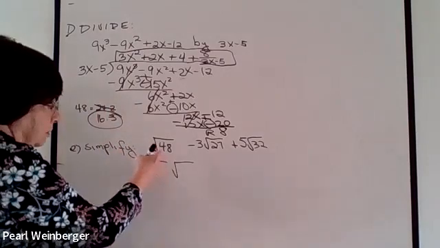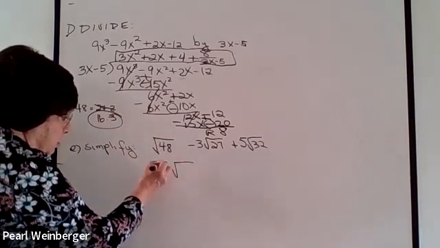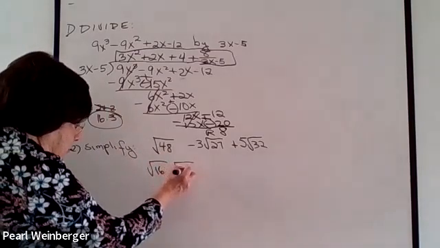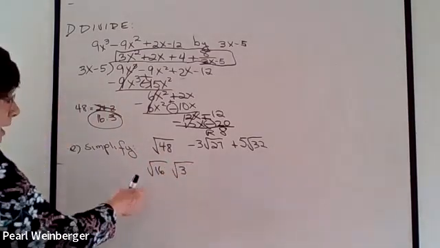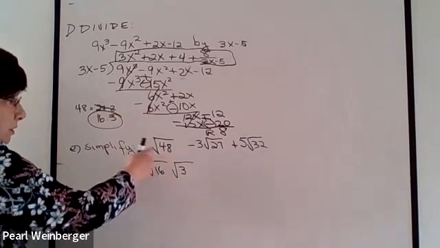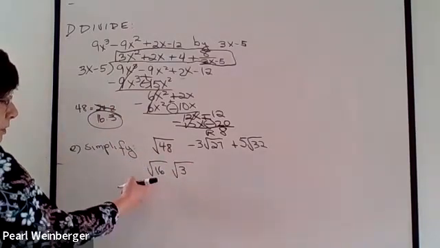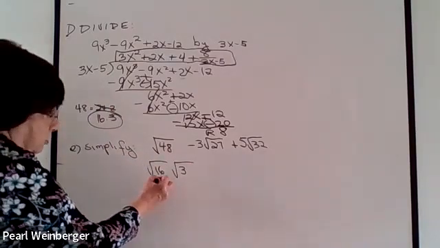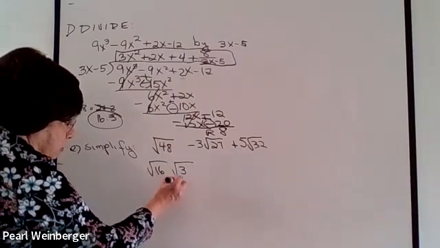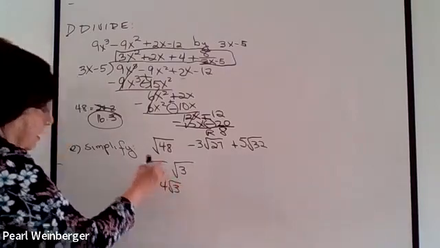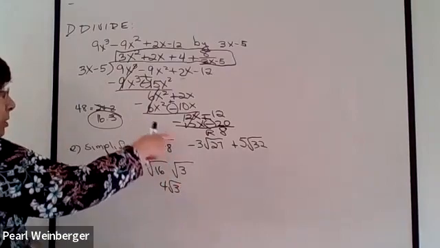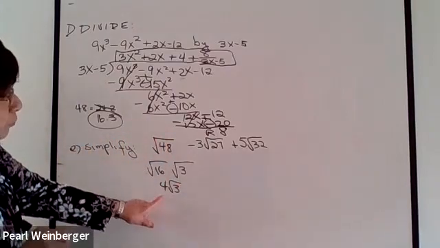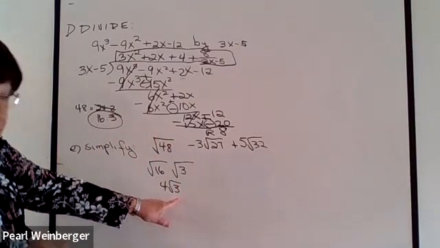So we're going to rewrite the square root of 48 as the square root of 16 times the square root of 3. And since 16 is a perfect square, we know what the square root of 16 is. That's just plain 4. So we've simplified the square root of 48 into 4 times the square root of 3.